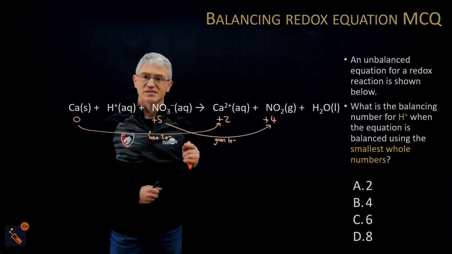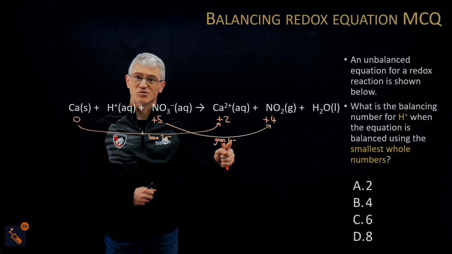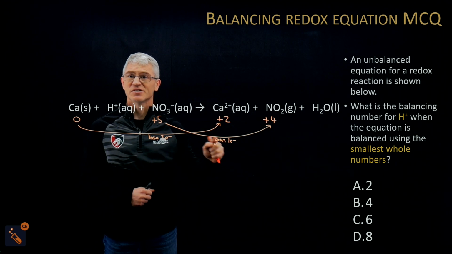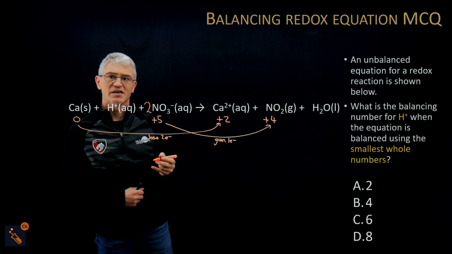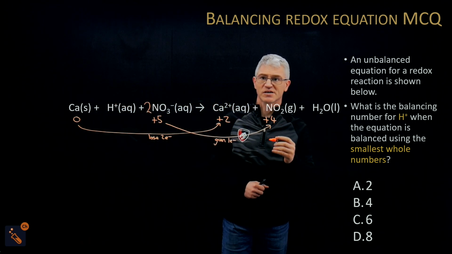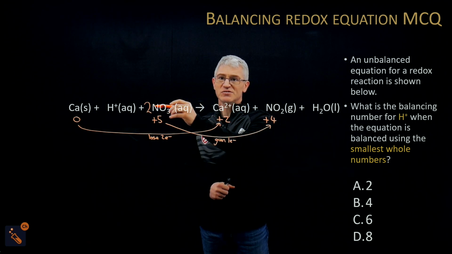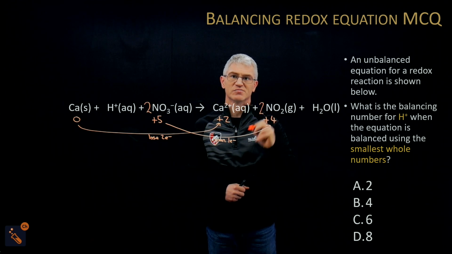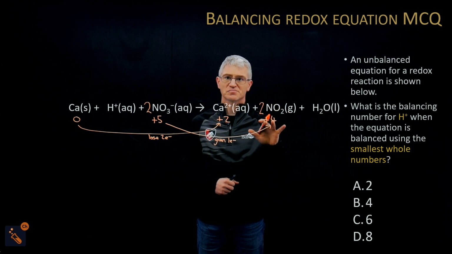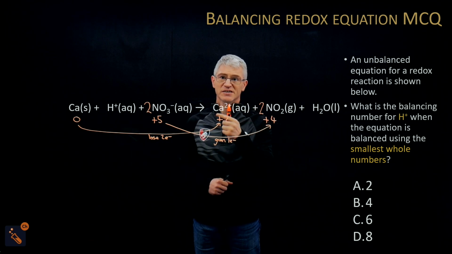Well, that means we need to make these the same. So I want 2e- here instead of 1, because that will gain 2 and this will lose 2. So what we do is just put a 2 here. Now I can balance everything from that. I've got a 2 here, which means I'm also going to need a 2 here to balance my nitrogens. Then my calciums are balanced already, so they're fixed.